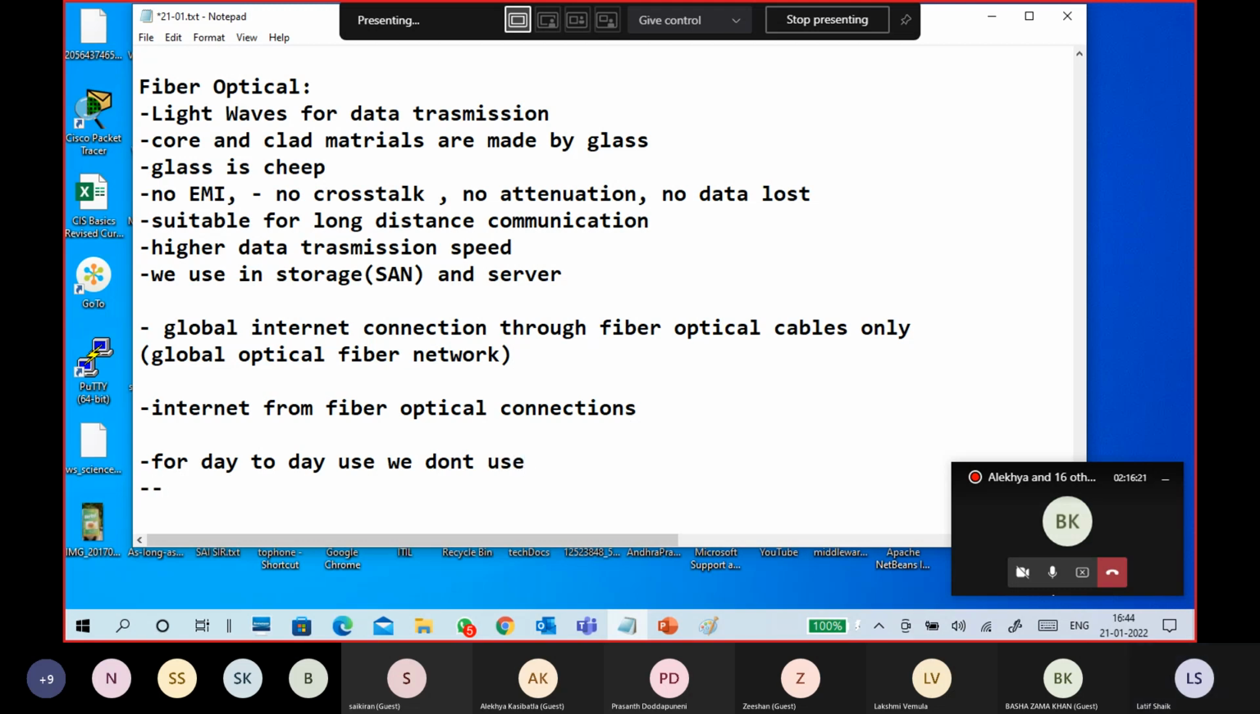Why? Because the fiber optical material is cheap, but the cable is costly, relatively costly. How is it costly? It is a very big cable. Instead of purchasing a copper cable, you buy a fiber optic cable, which is very big. Very big copper cable has a lot of disadvantages.